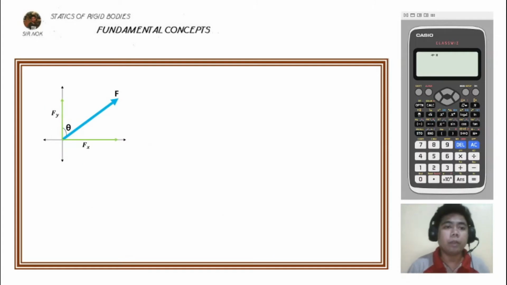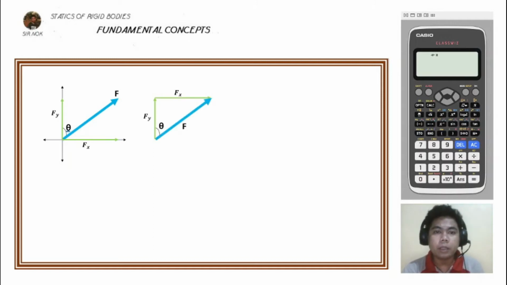Now we have a force in quadrant 1, the same as the previous figure, but this time the force makes an angle theta with respect to the y-axis. From this figure, the right triangle has the y component, the x component, and the force F, and this is your angle theta.